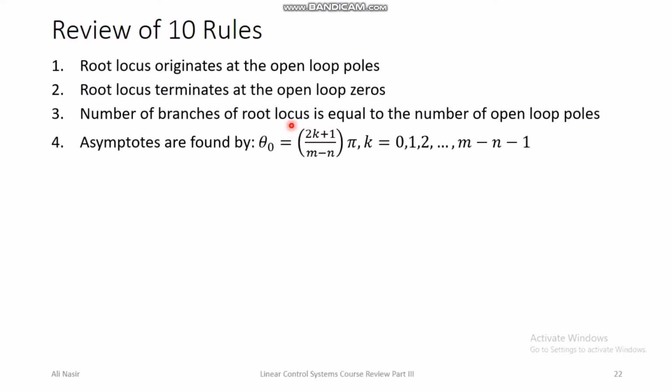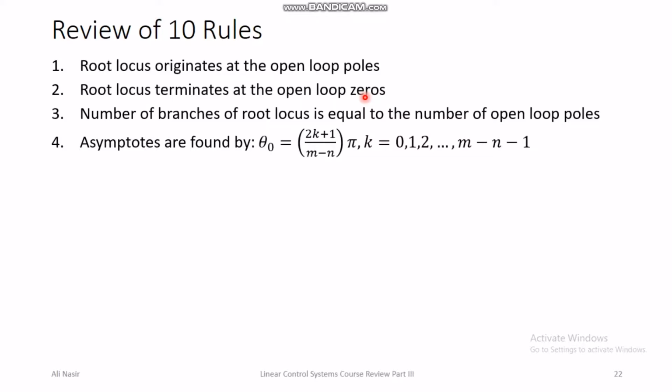Similarly, the asymptotes are found by theta naught equal to (2k plus 1) over (m minus n) into pi, which means asymptotes are basically paths of the poles which are in excess with respect to the number of zeros. So in a causal system, the number of zeros is less than or equal to the number of poles, and if the number of zeros is strictly less than the number of poles, then you cannot have the termination of the root locus at open loop zeros, because there are more poles than zeros in the system.